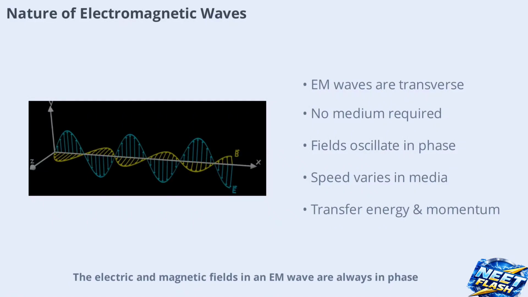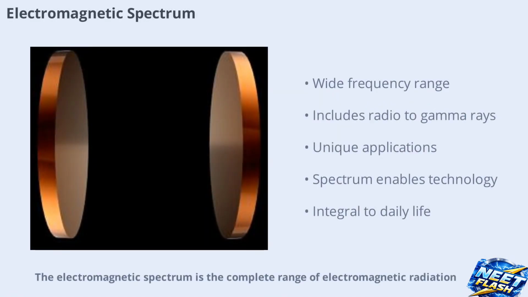Speed of electromagnetic waves in a vacuum is about 3 × 10⁸ meters per second, but it can vary in different media depending on their permittivity and permeability. This unique nature allows EM waves to transfer energy and momentum across vast distances, from radio signals to visible light and beyond.